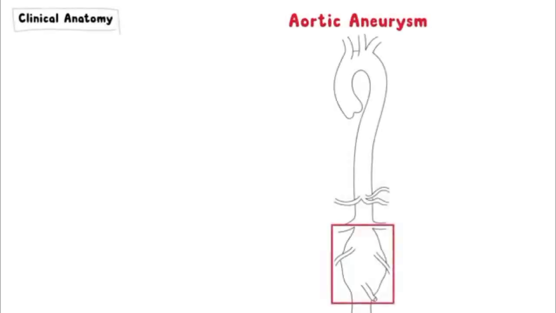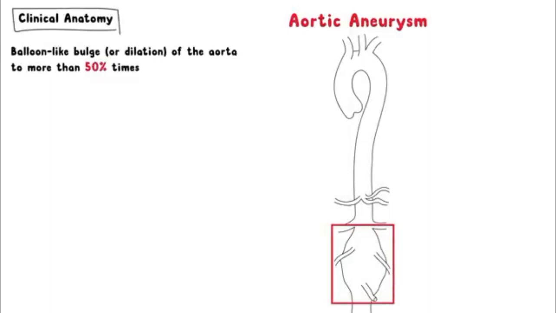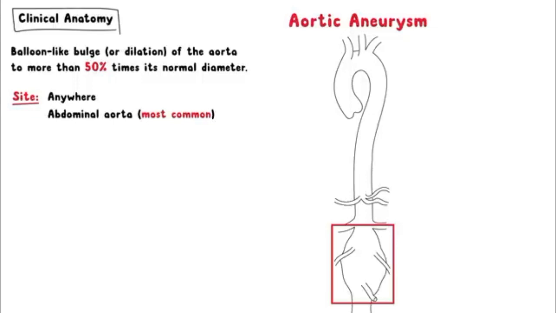Clinical anatomy, aortic aneurysm. An aortic aneurysm is a balloon-like bulge or dilation of the aorta to more than 50% times its normal diameter. Aortic aneurysm can occur anywhere in your aorta. However, the most common site for aneurysmal changes is the abdominal aorta. This is known as AAA, which is the abdominal aortic aneurysm.